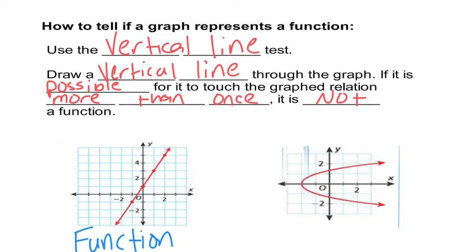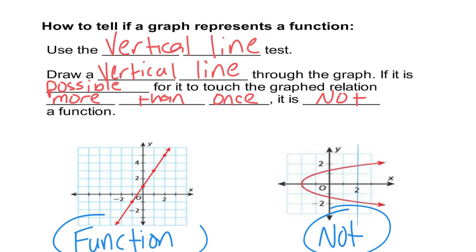Now, if I go on this line, if I touch right here, I'm only touching once. But if I get anywhere else in this graph, like if I'm right there, for example, I'm touching that twice. I'm touching here and I'm touching here. So because it would touch it twice, this is not a function. So that's how the vertical line test works. If it touches once, it is. If it touches more than once, it is not.